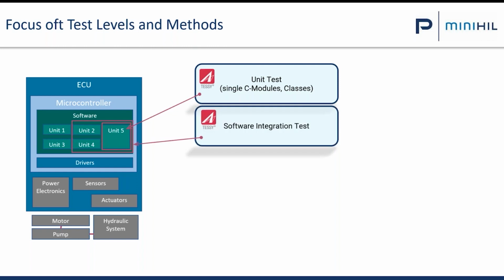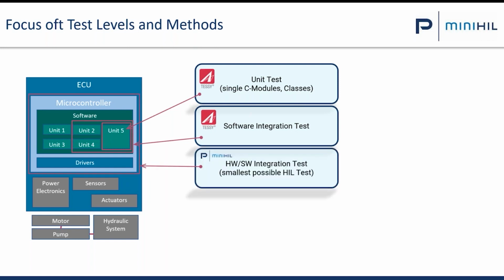And the next step would be a software integration test, where you integrate several software units together, maybe a lot of software units together. This can also usually be done very well with a unit test tool like Tessy. Then the next level would be hardware software integration test. You take the microcontroller and test it with its software as a black box by stimulating all the pins, so all the signals at the pins of the microcontroller. And that's basically the smallest possible hardware in the loop test.